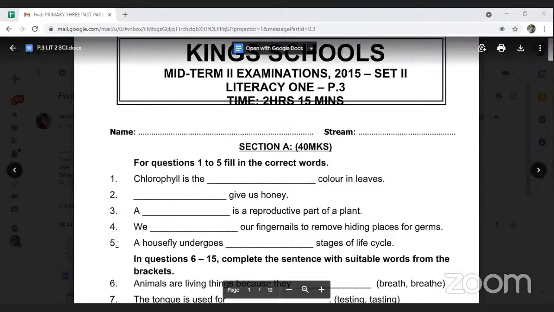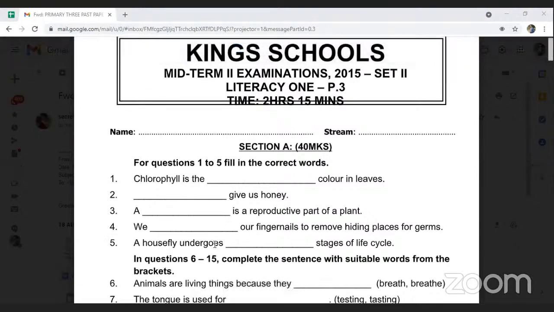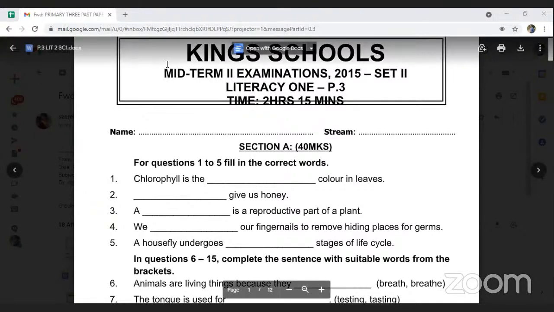As simple as that. Number 5 says a housefly undergoes dash stages of life cycle. What do you think is the right answer? How many stages of growth and development does a housefly undergo? How many?